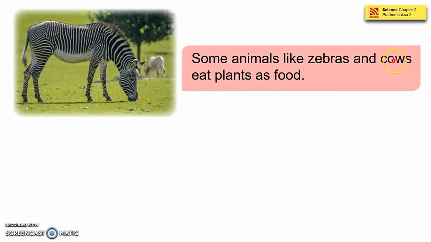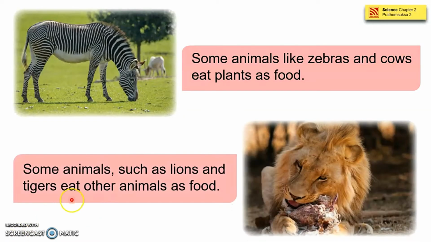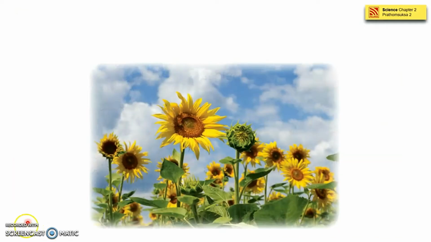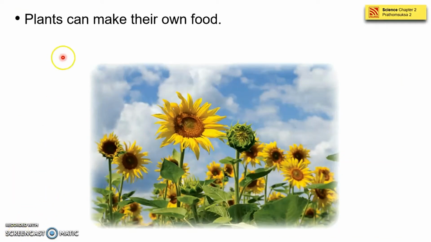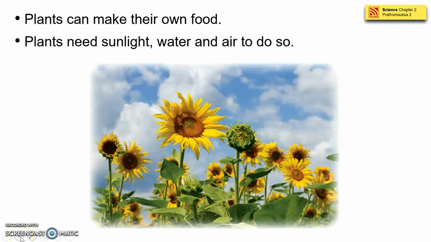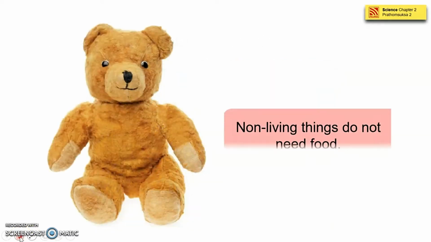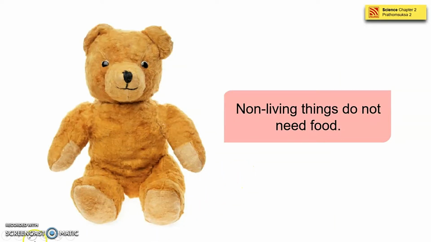Some animals like zebras and cows eat plants as their food. Some animals, such as lions and tigers, eat other animals as food. And plants, like the sunflower, can make their own food by photosynthesis, using sunlight with the use of their leaves. Plants need sunlight, water, and air to do so. So, non-living things do not need food, like this bear.